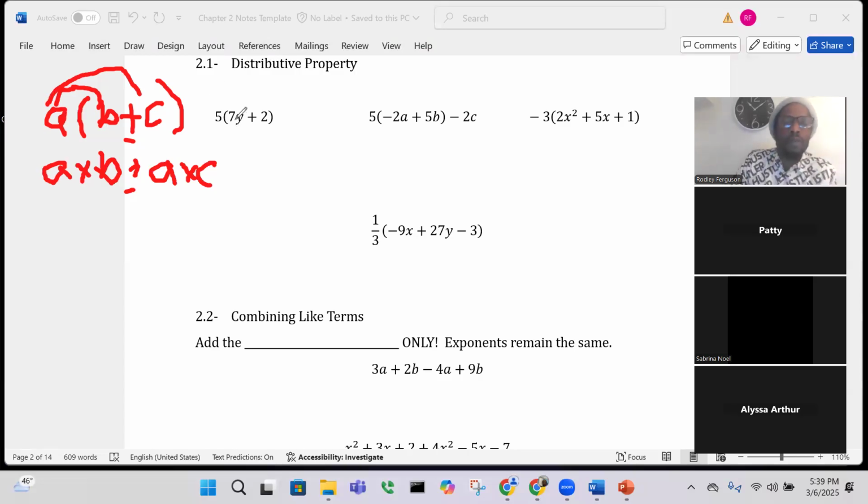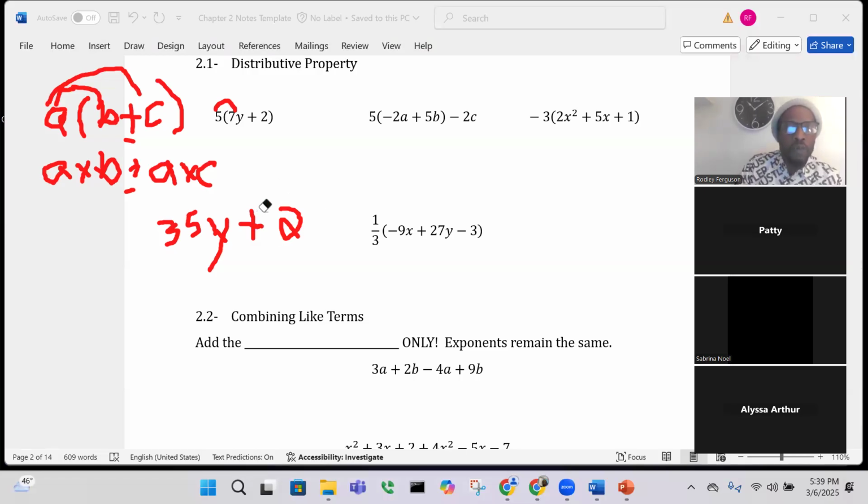So let's do this problem. I'm going to show you the common mistake. When you do this problem, you go 5 times 7, so you're going to say 35. And 35 what? The y is just there for the ride: 35y. Plus, the common mistake is people put 2 and just keep it pushing. That's wrong because you didn't distribute. The 5 didn't get distributed. This will be a wrong answer.